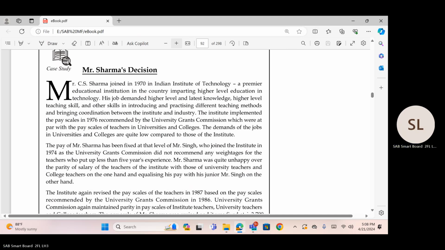Then the pay of Mr. Sharma has been fixed at the level of his juniors in the institute, according to the policies or weightages recommended by the UGC. Right. Then Sharma was quite unhappy about the parity of salary between people having different qualifications and experience.